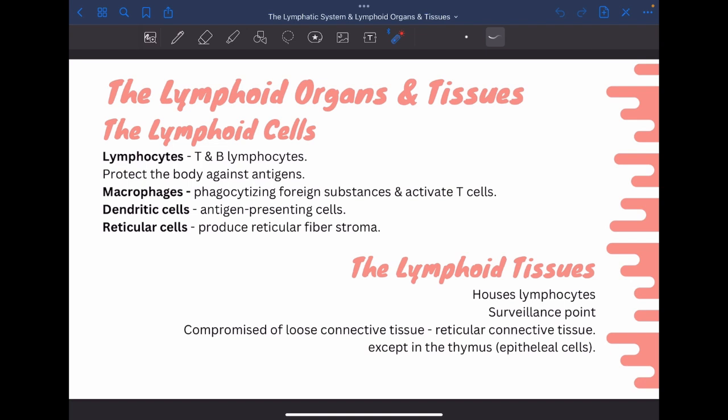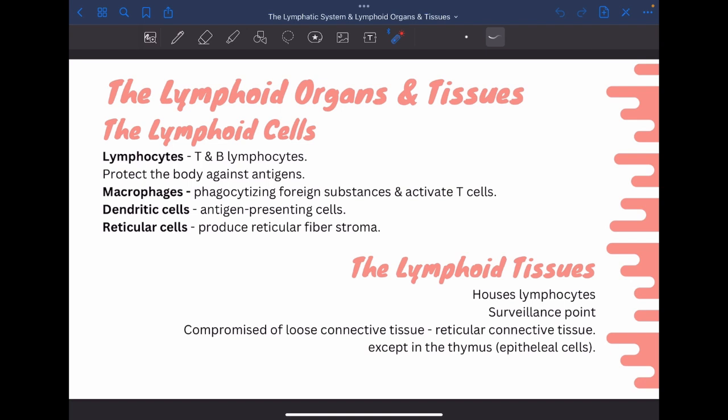So as we previously mentioned, we have the reticular cells. They will form the reticular fiber stroma, and this reticular connective tissue is basically the loose connective tissue that will form the lymphoid tissue, which is present in all of the organs, excluding the thymus. This reticular connective tissue is very important because it allows macrophages to sit on these fibers and allows them to be easily accessible to the pathogens to phagocytize them.